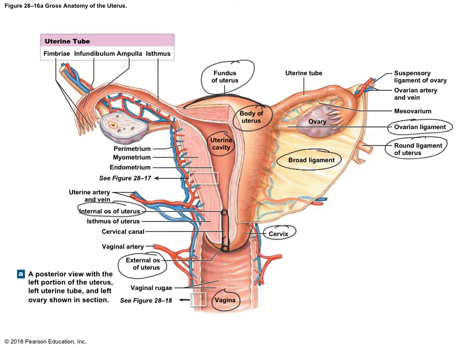The uterine wall consists of an inner layer that's called the endometrium. Then there's a middle muscular layer that's called the myometrium. And then there's a more superficial layer that's called the perimetrium. The perimetrium is an incomplete serous layer, so it's kind of an incomplete visceral peritoneum.